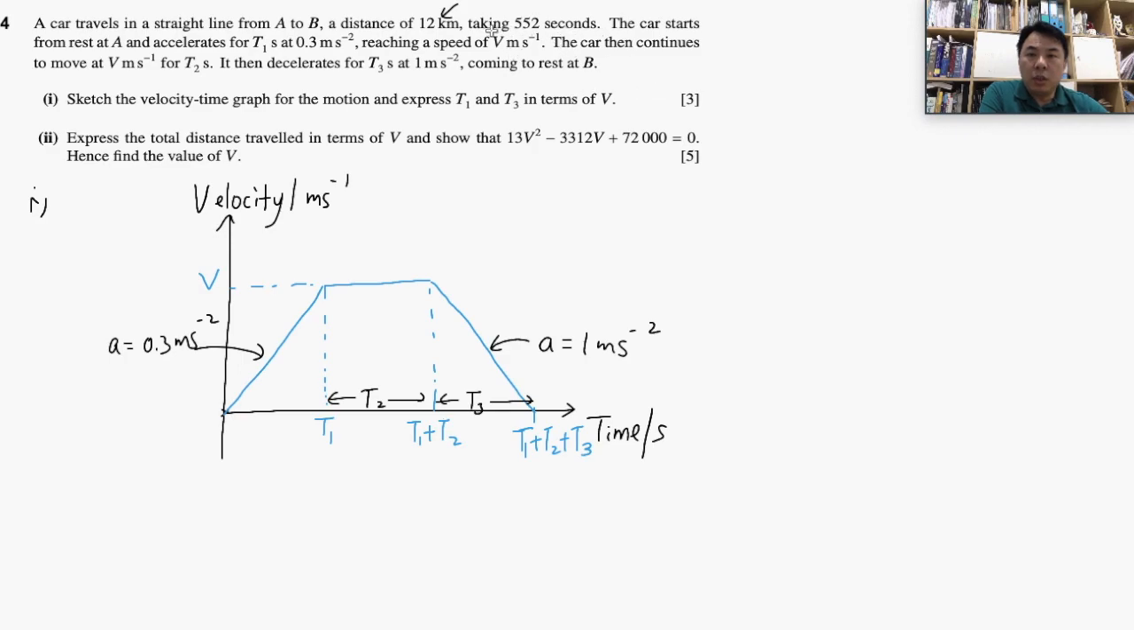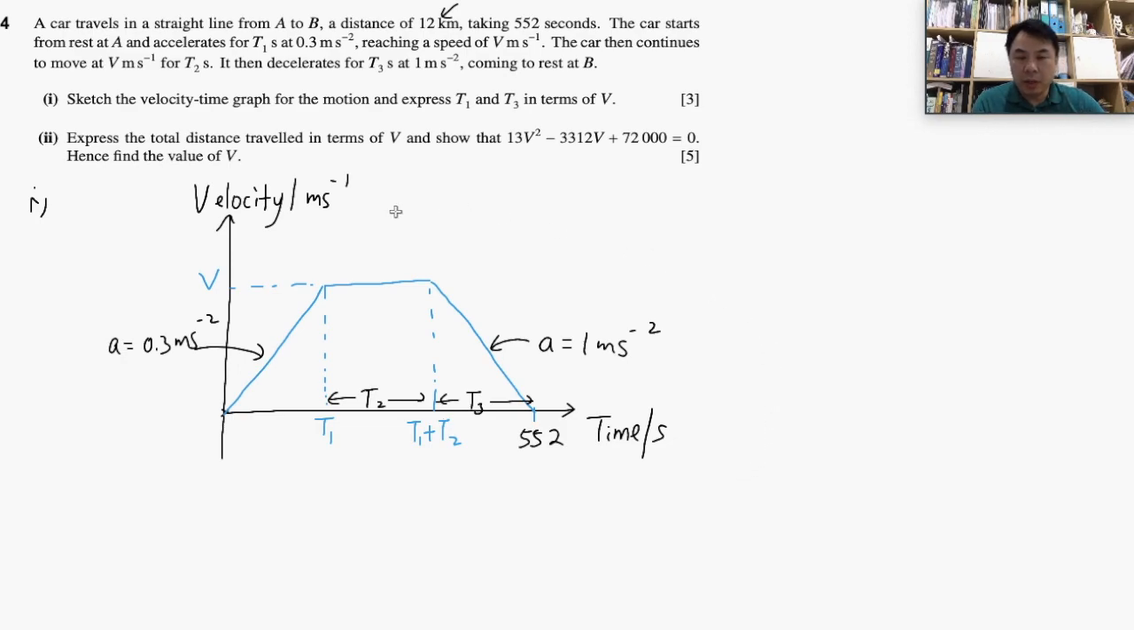Taking the whole journey of 552 seconds. So the whole journey takes about 552 seconds. So in this case, instead of writing T1 plus T2 plus T3, I might as well write down the total time taken for the journey. In this case, the total time is 552 seconds. Okay, so I hope that is clear at this point.